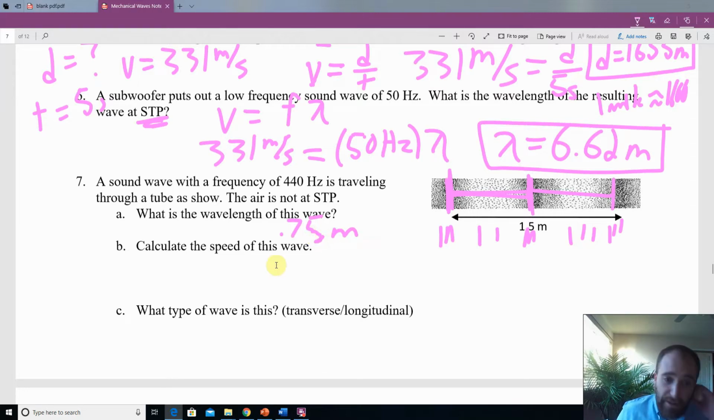But you did need to calculate the speed of the wave. We are not at STP, so it might not be exactly 330. It shouldn't be far off, but it won't be exactly 330. So let's see what we get.